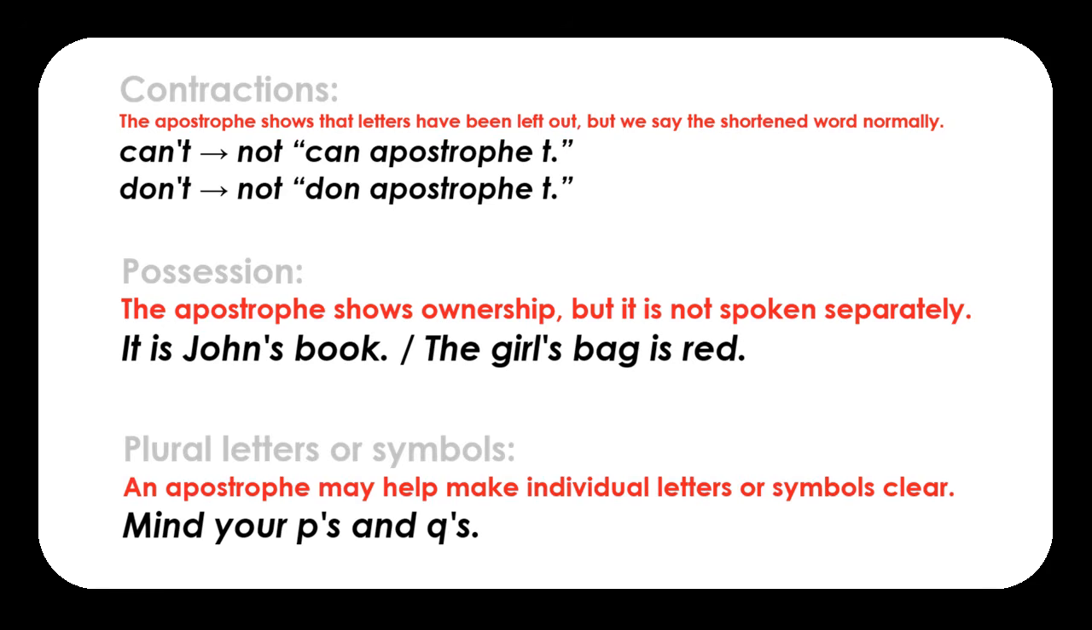To show plural letters or symbols, an apostrophe can be used to make individual letters or symbols clear when they are written as plurals. The reader says the letter or symbol name, not the apostrophe. For example, mind your P's and Q's. Not P, S, and Q, S.